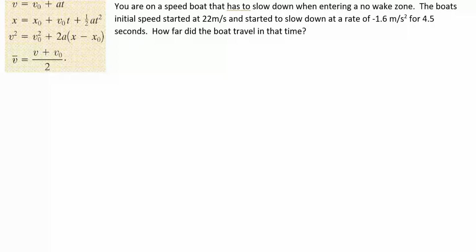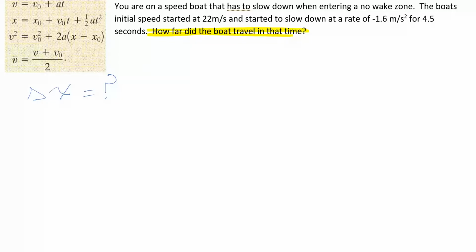So once again, we want to start by writing out the variables that we're looking for at the end and what variables are provided. So the question wants to know how far the boat traveled during that time. So we're looking for the change in x. So delta x is our unknown.